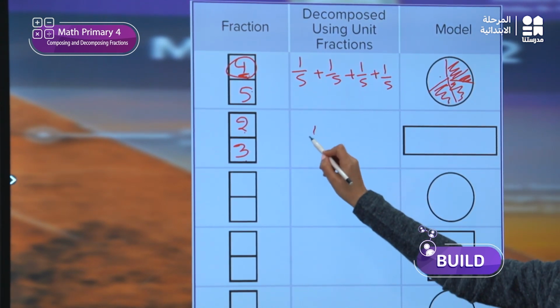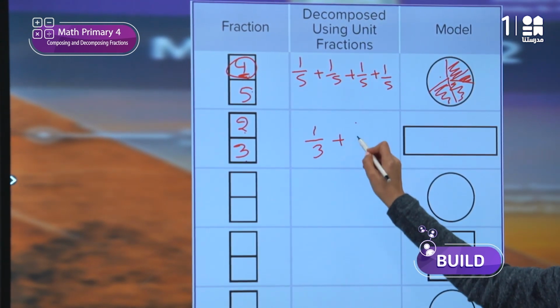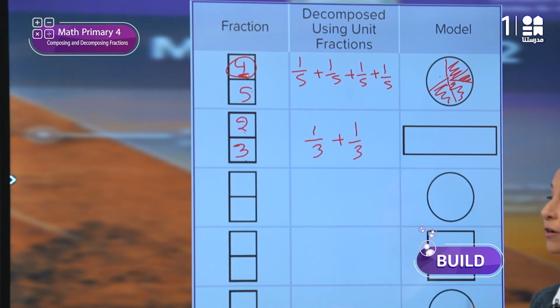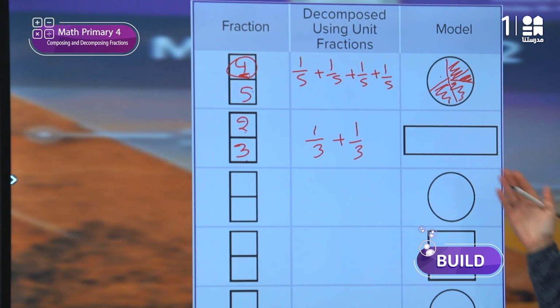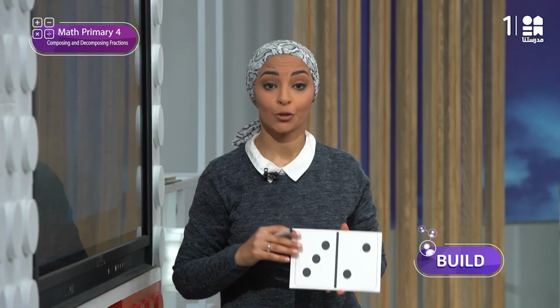It will be 1/3 plus 1/3 gives me 2/3. Now I want to make it as a model. I want to draw a model to represent 2/3.